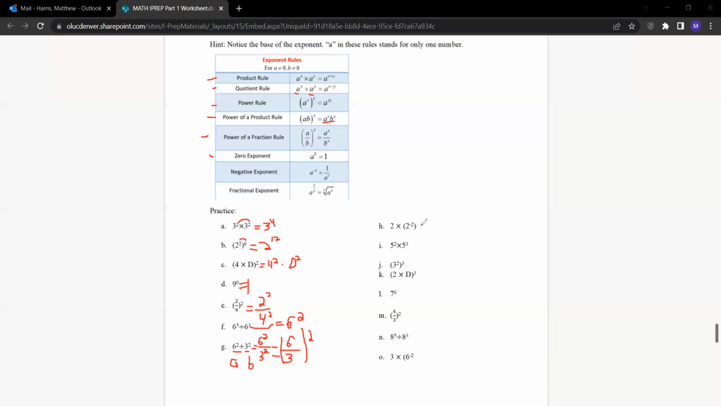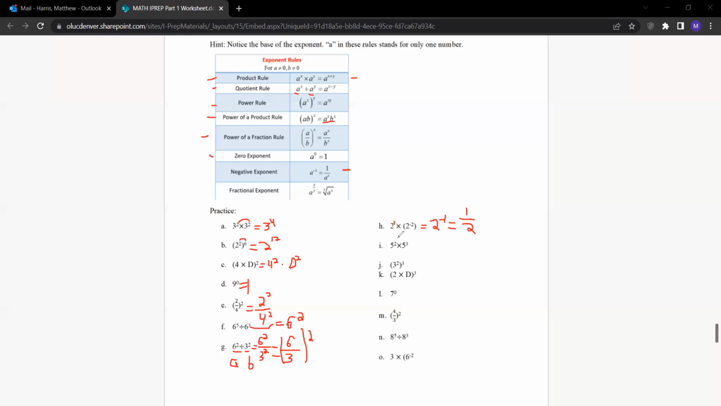So we have 2 times 2 to the negative 1. So remember, any number by itself is to the power of 1. So when we put it this way, it's a little bit more obvious what we have, right? This is going to be a product rule question. So it's going to be 1 plus negative 2, in other words, 2 to the negative 1. And it could also be a negative exponent question, right? So we can go 1 over 2.